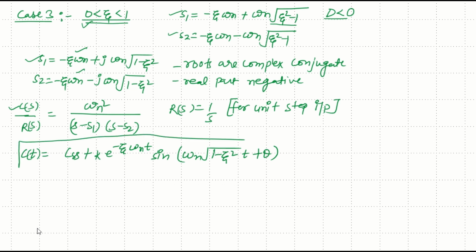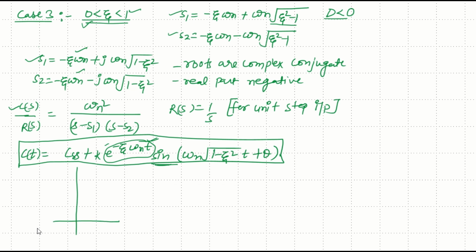So this is the response of this second order system for the case when the value of zeta lies from 0 to 1. Here we can see that due to this sinusoidal term, the system response is oscillatory, but since there is an exponentially decaying term here, the system will oscillate but with decreasing amplitude. Let me draw this response with respect to time.